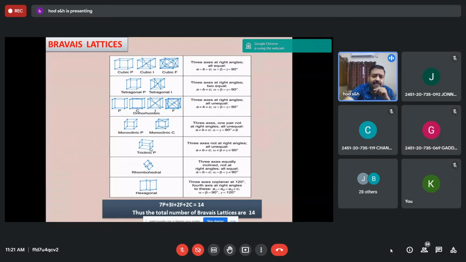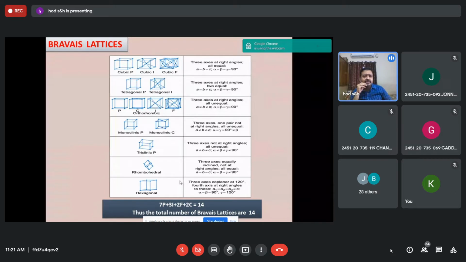And in the remaining 3, triclinic, rhombohedral and hexagonal, only simple structures are possible. If you count all this, it comes to 14. So there are 14 ways of arranging the lattice points among the 7 crystal systems, and these are called Bravais lattices. This also you can represent in terms of a table, like describe Bravais lattices.